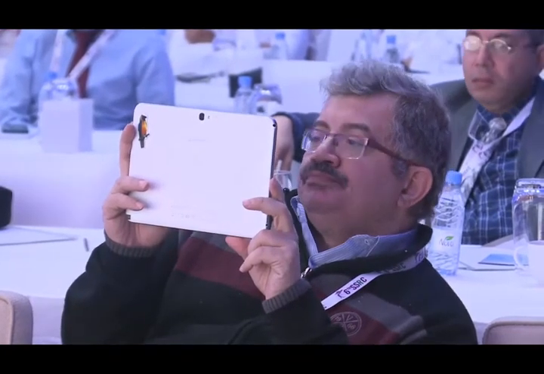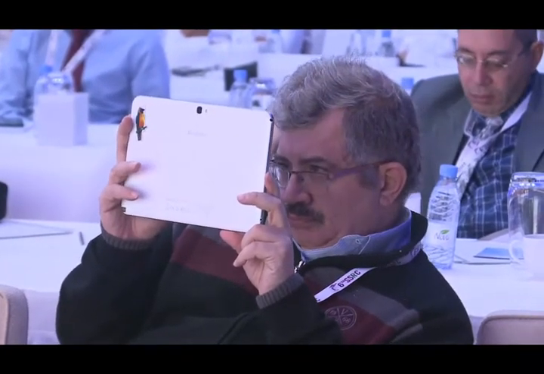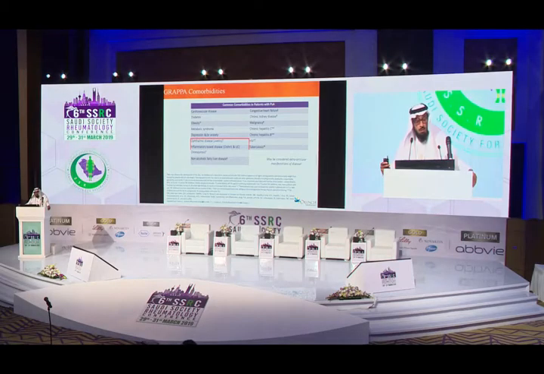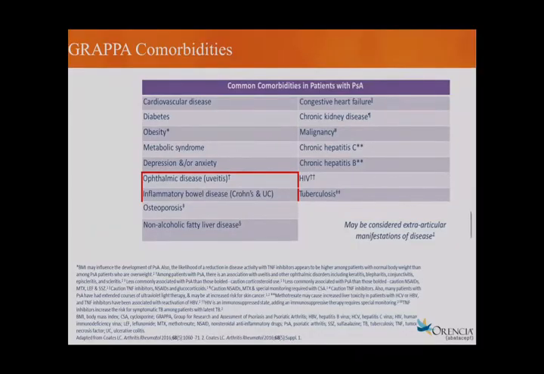There are so many comorbidities associated with psoriatic arthritis, like cardiovascular diseases, diabetes, obesity, metabolic syndrome, and ocular diseases like uveitis. And by controlling psoriatic arthritis, you are also preventing the complications of these comorbidities.